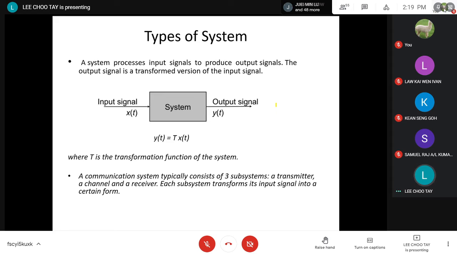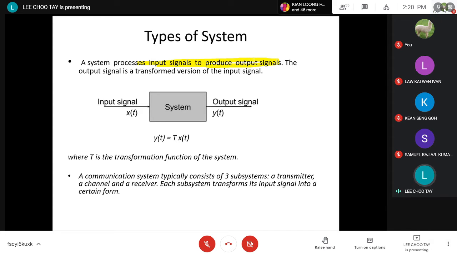Okay, so let's move on to learn the different types of system. So what is a system? First of all, what is a system? A system basically is a circuit, right? Or any block that actually processes an input signal to produce a set of output signals.